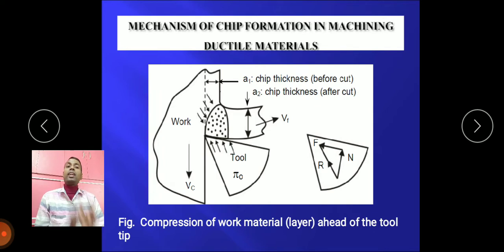So this is the basic diagram of chip formation. One is A1 and one is A2. What is A1 and what is A2? A1 is the chip thickness before cut and A2 is the chip thickness after cut. After cut means when machining takes place, the chip is formed and bent, and the chip has some velocity for removing the excess surface area. So this is the diagram.